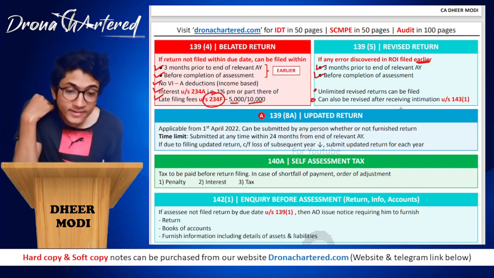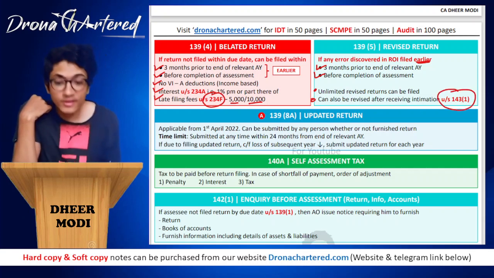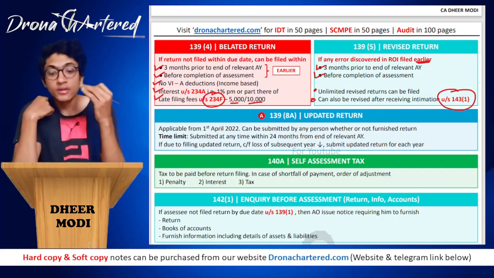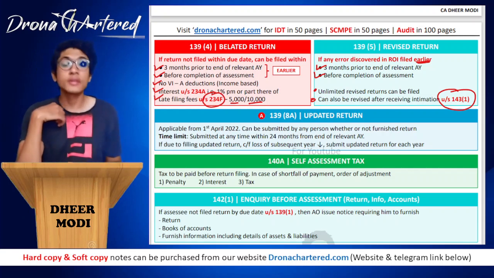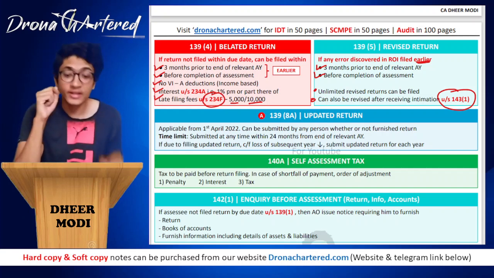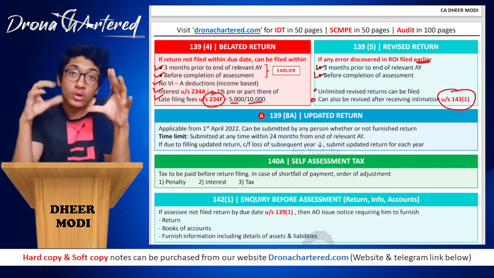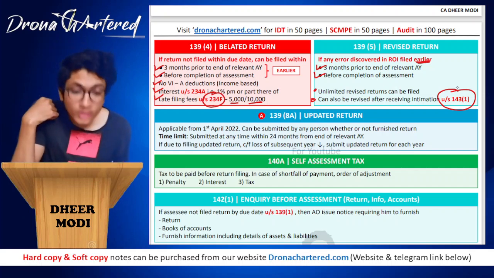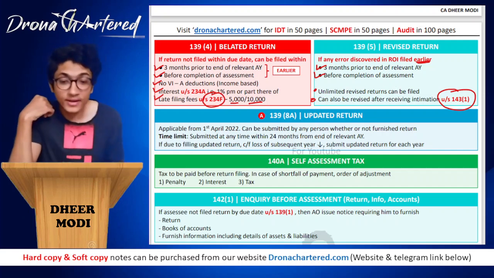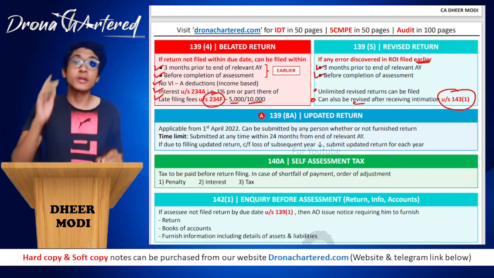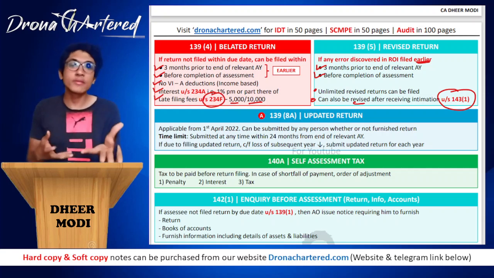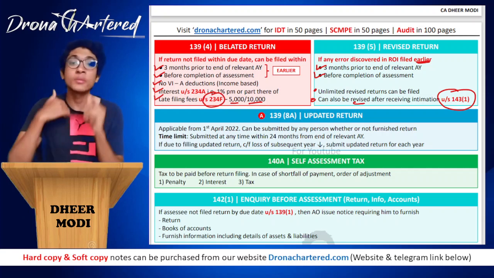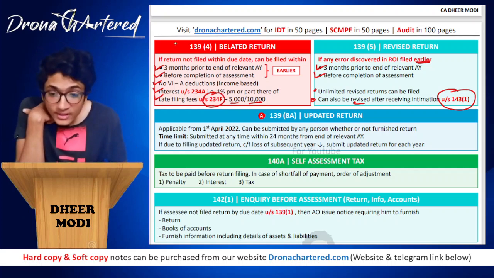Can also revise after receiving intimation under section 143.1. 143.1 is your processing of return. So if you get any intimation under section 143.1, that is your system generated, any arithmetical errors, etc. If because of that you have got any intimation under section 143.1, it can still be revised even after receiving that intimation because these are errors that are apparent on record. That means it is very clearly visible that boss, you have made a mistake, I made a mistake, I'm sorry, please let me correct it. Okay, so we have done section 139.4, we have done section 139.5.